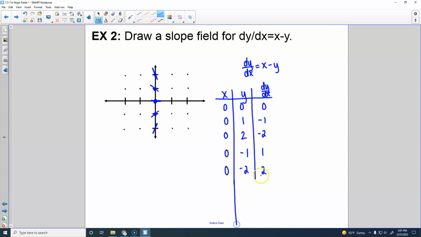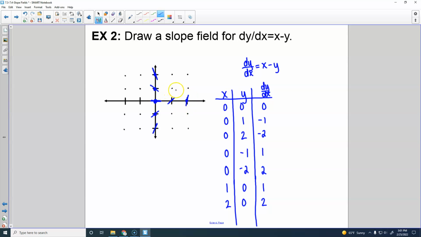And now I'm going to move on. So I've got 1, 0. 1, 0 would give me a slope of 1. It might actually be helpful to do, let's do 2, 0 next. 2, 0 is going to give me a slope of 2.